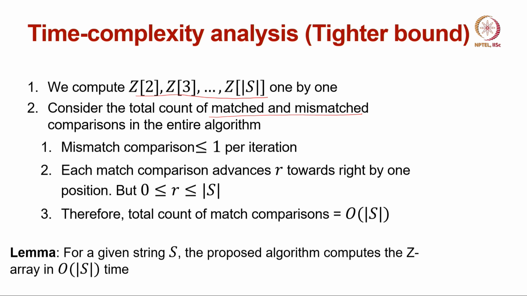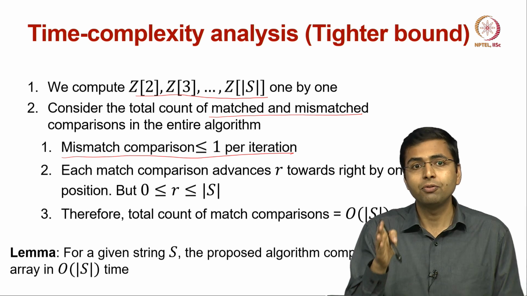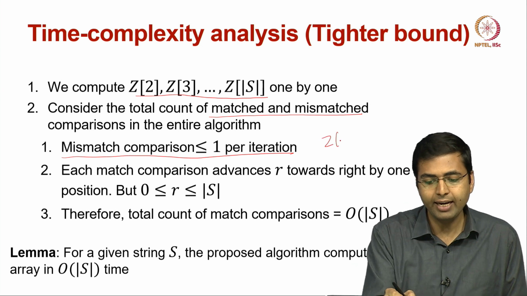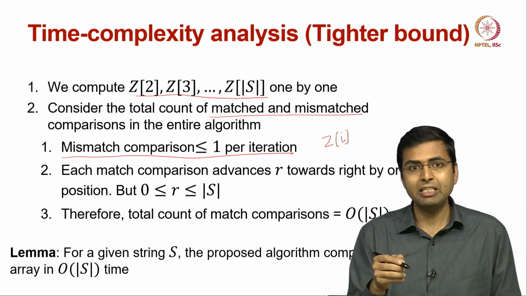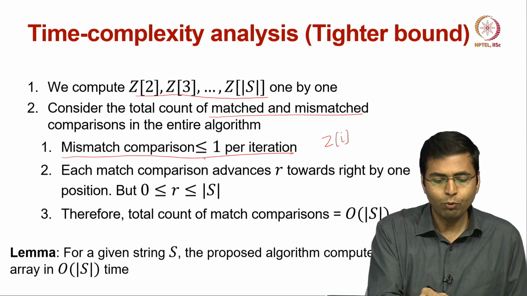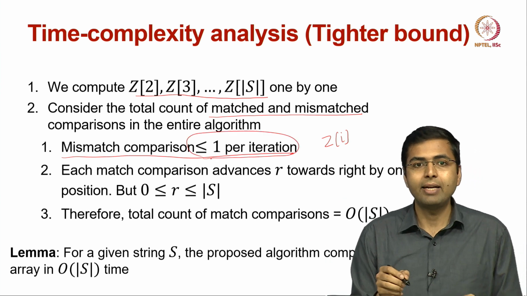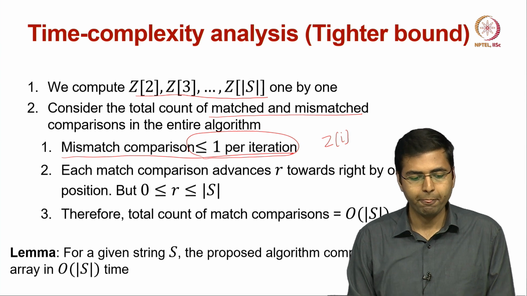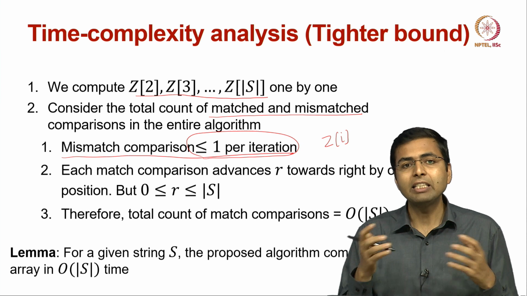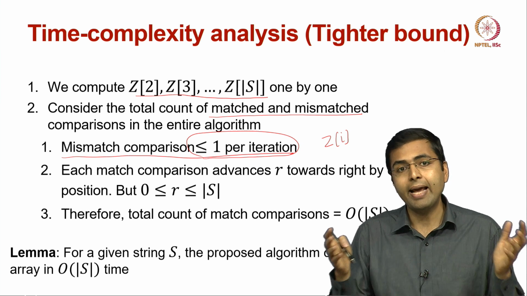Observe that mismatch comparisons are no more than 1 per iteration, because as soon as we see a mismatch we stop the computation of the value of that Zi. So, if in Zi we face a mismatch, then we move to the next iteration. So, at most we are having 1 mismatch comparison per iteration. Now, let us look at the match comparisons. How many match comparisons are we doing throughout the entire algorithm?